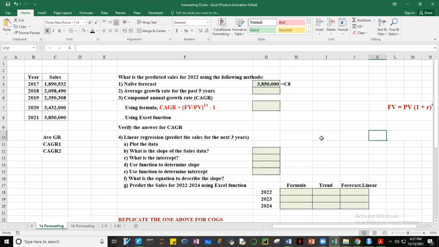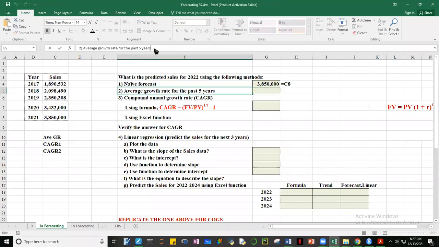Then we have another method. We can forecast the sales for 2022 using the average growth rate for the past 5 years. Now, when you say the past 5 years, it actually means the past 4 periods. Why? Because even though it's 5 years, 2017, 18, 19, 20, 21, there are actually 4 growth rates here. We're going to compare 2018 and 2017. That's one growth rate.